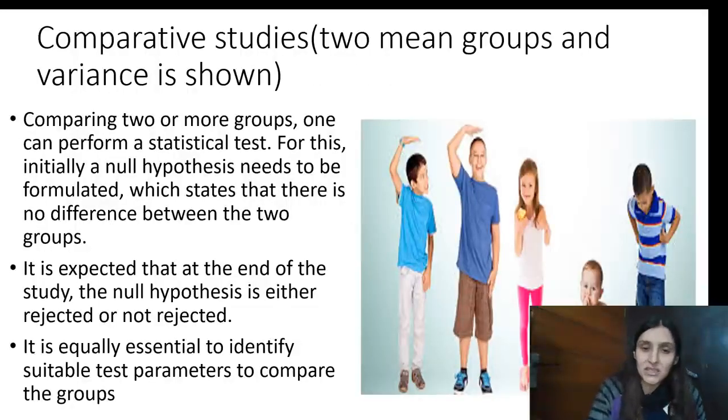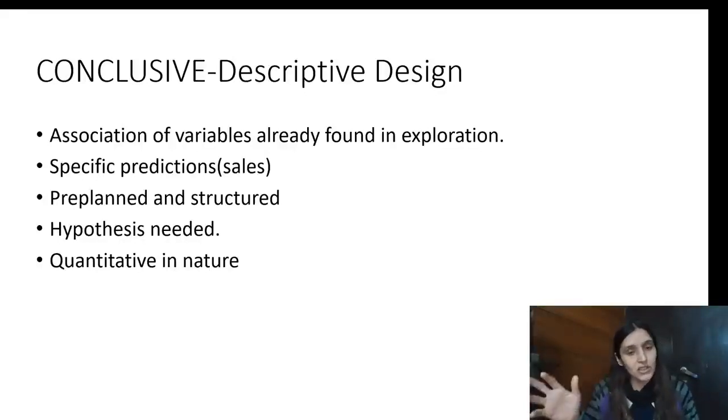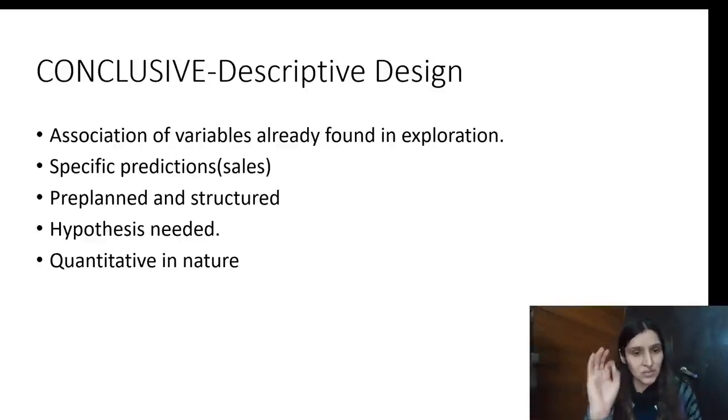Let me just summarize what we learned in description. It associates a variable which is already found out in exploration. I'm not finding out a new variable. It has specific predictions, whether you're doing comparisons, whether you're studying over a long period of time, whether you're studying over a short period of time, cross-sectional or longitudinal data or comparative data, there are specific predictions. They are pre-planned and structured. I will come to data collection techniques of description and you will see the data collection techniques are very, very structured. Generally we use a structured survey questionnaire for descriptive studies.